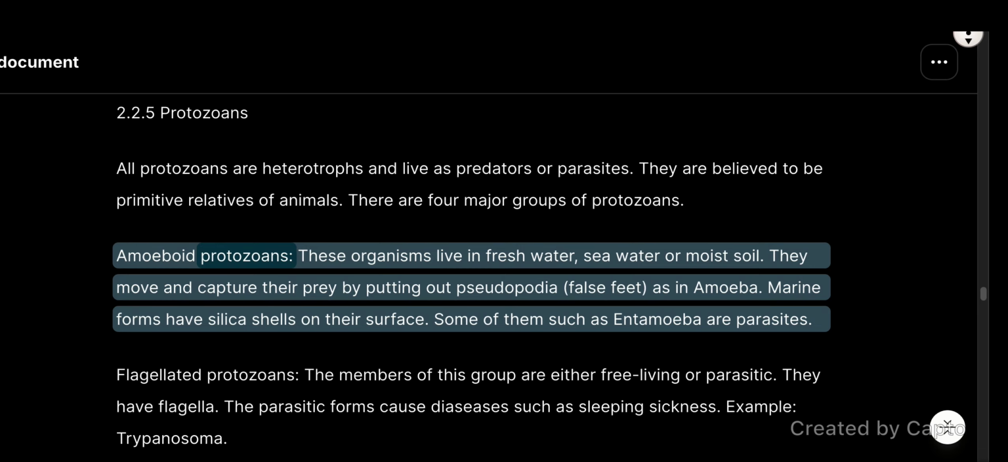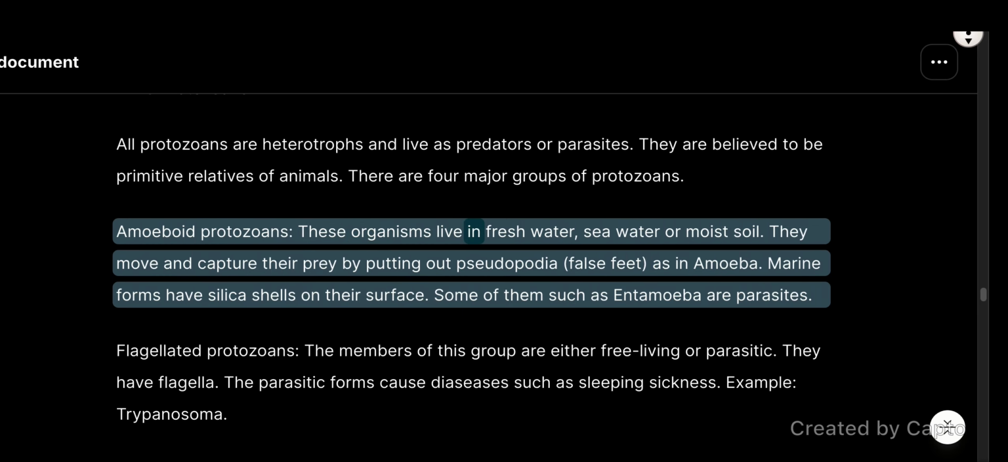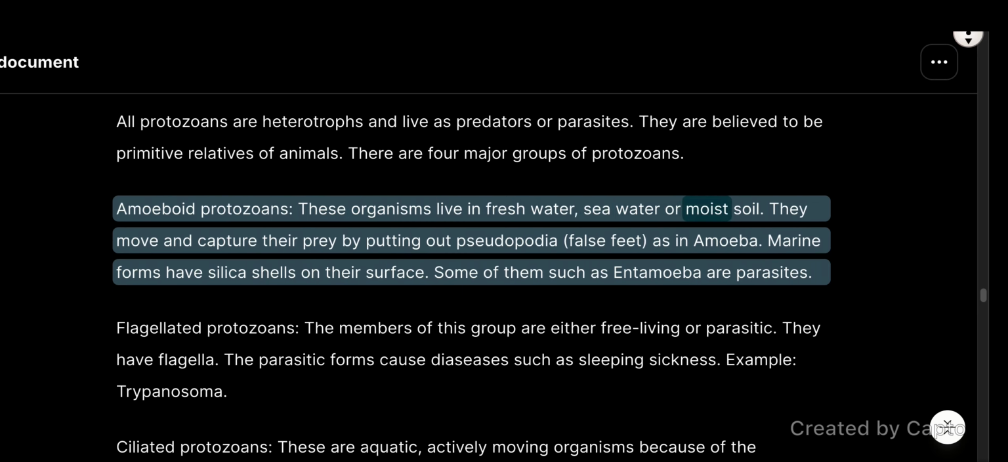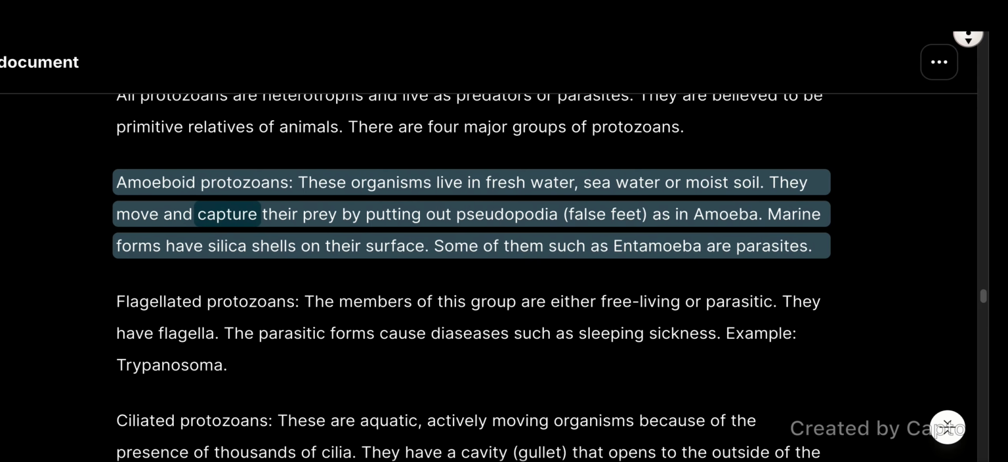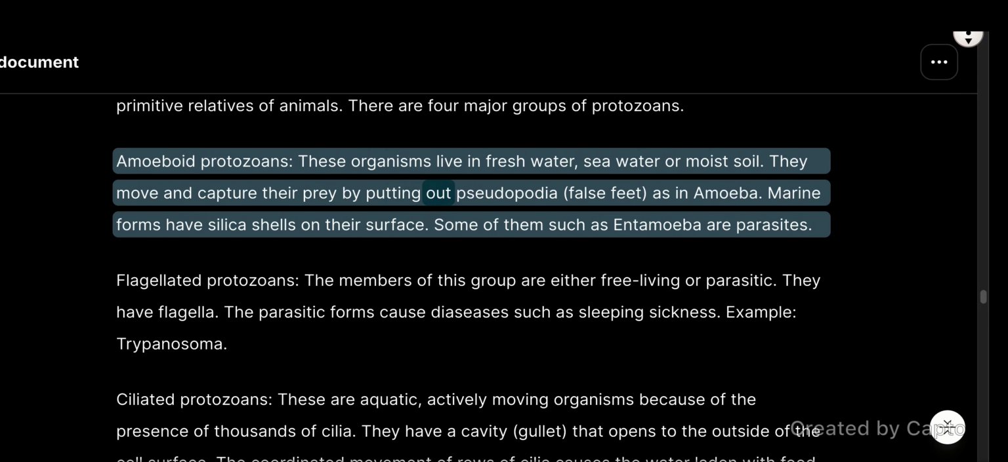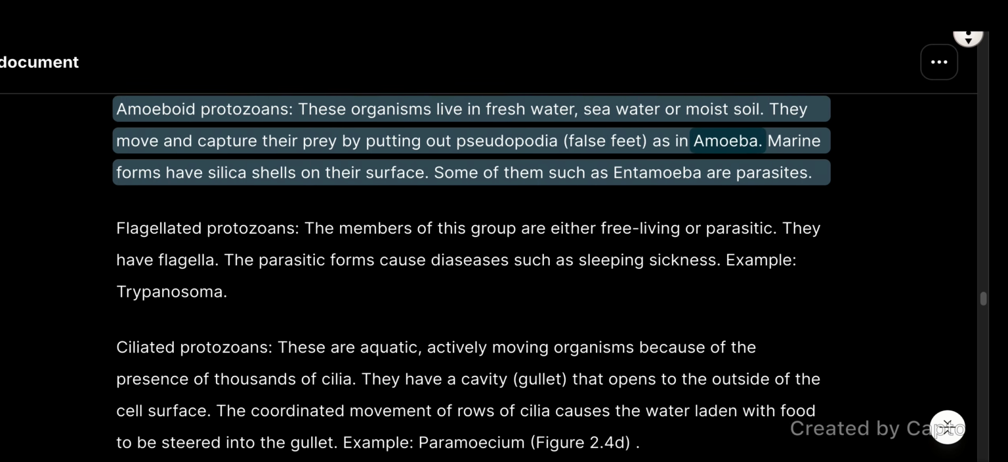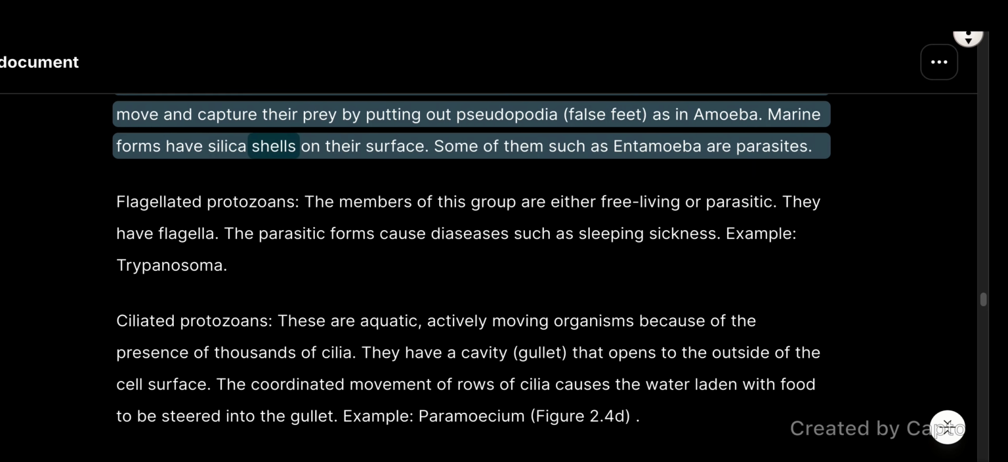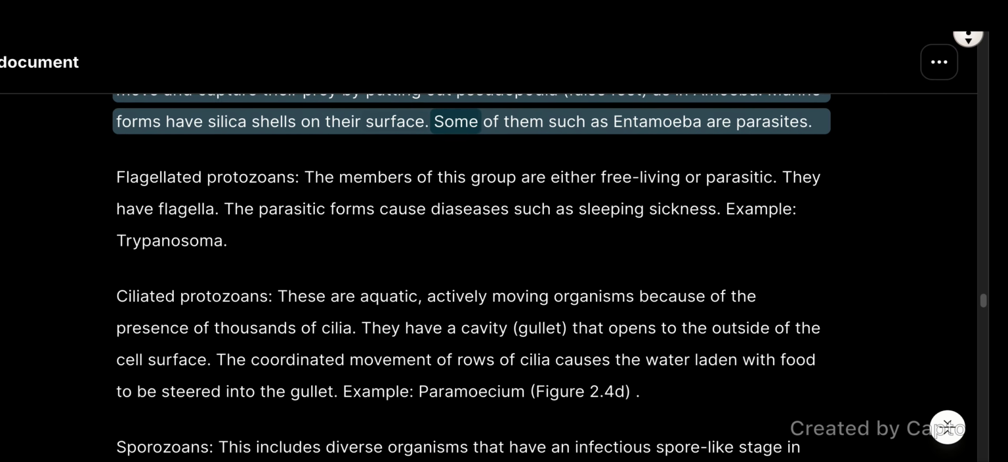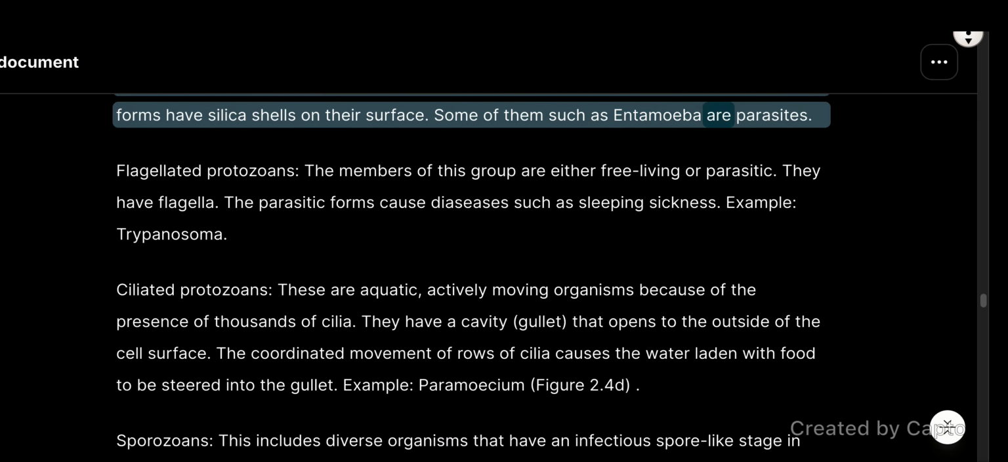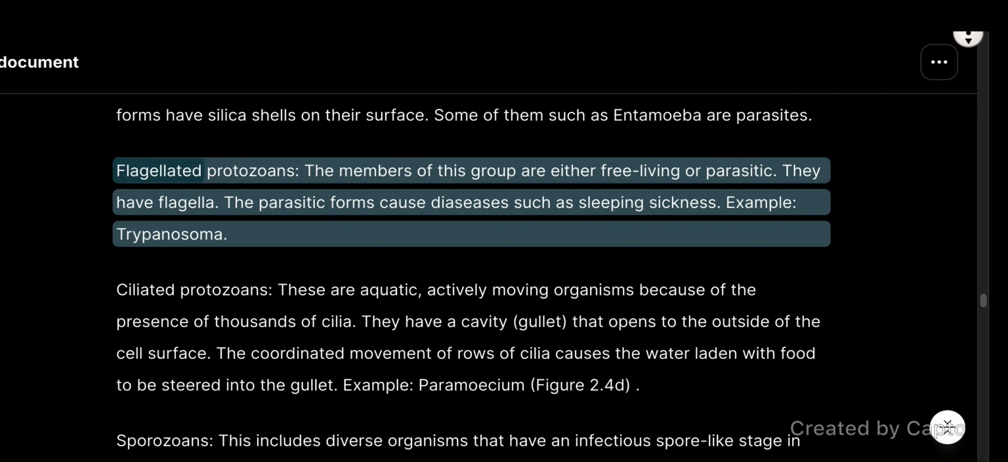Amoeboid protozoans. These organisms live in fresh water, seawater, or moist soil. They move and capture their prey by putting out pseudopodia, false feet, as in amoeba. Marine forms have silica shells on their surface. Some of them, such as Entamoeba, are parasites.